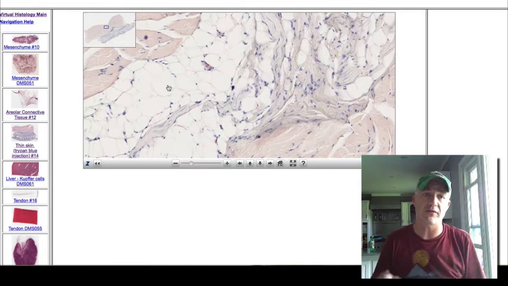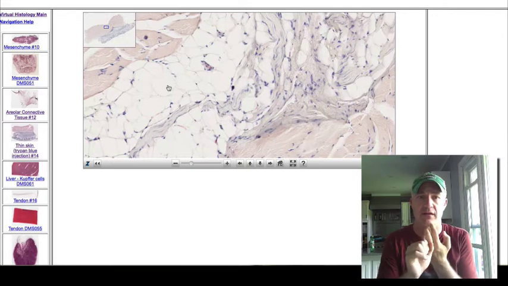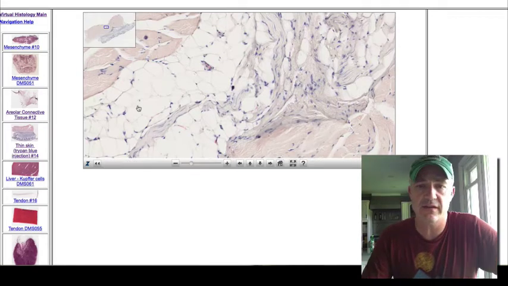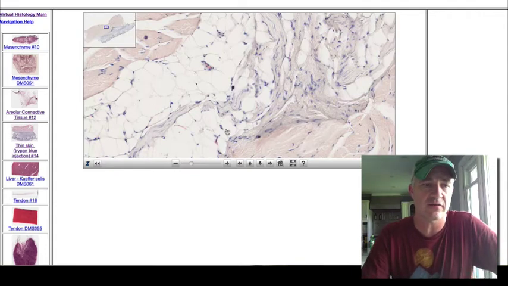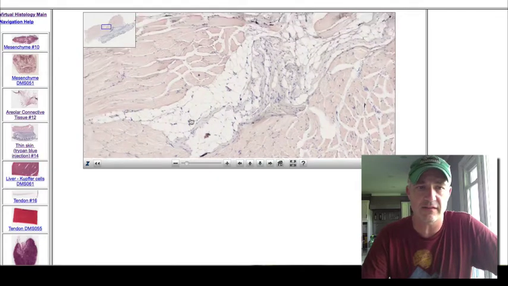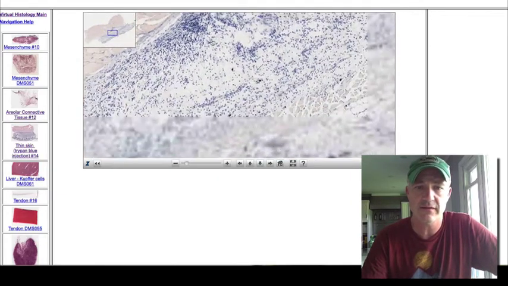So those would be your three different types of loose connective tissues. You have the reticular, the areolar, and adipose tissue. If we look at some of the other ones here, that dense regular versus dense irregular, if we zoom out a little bit on this slide, we should be able to find some of that dense irregular.